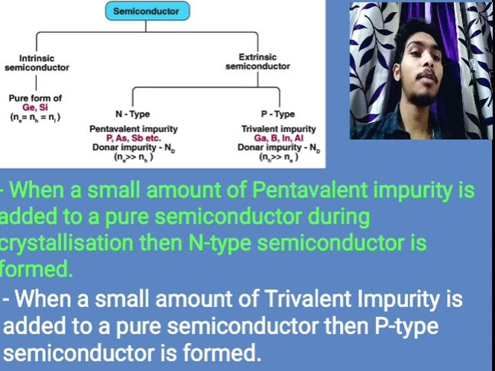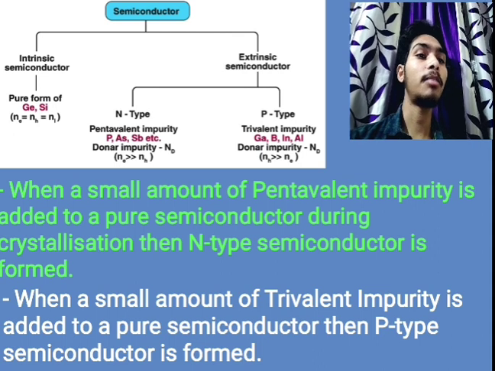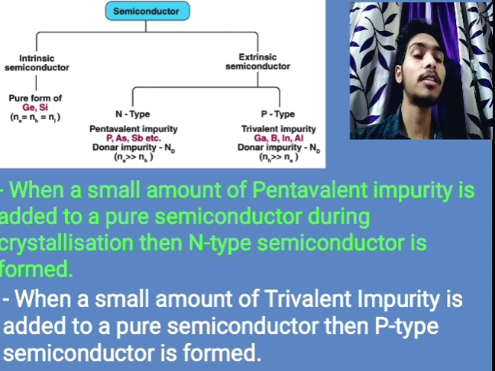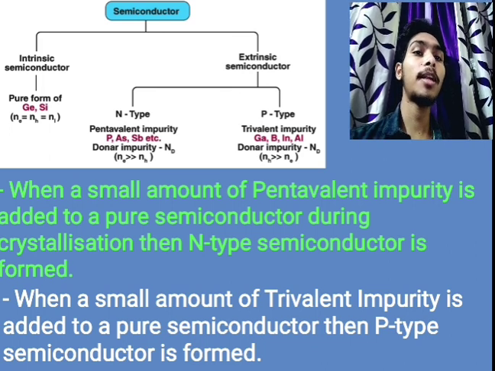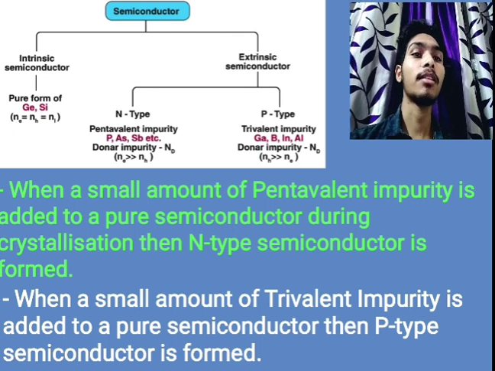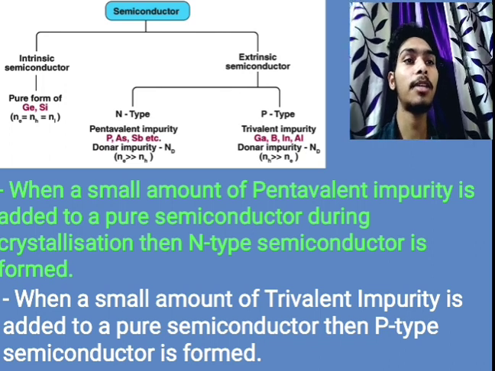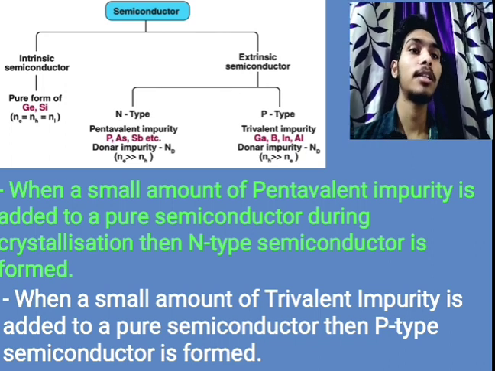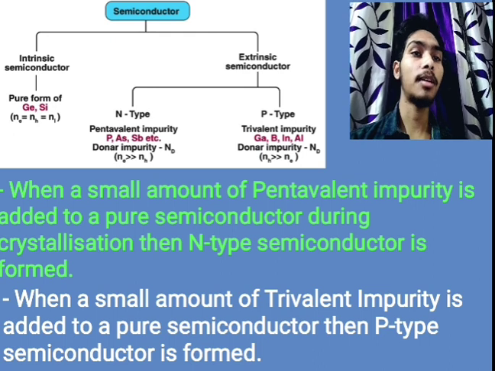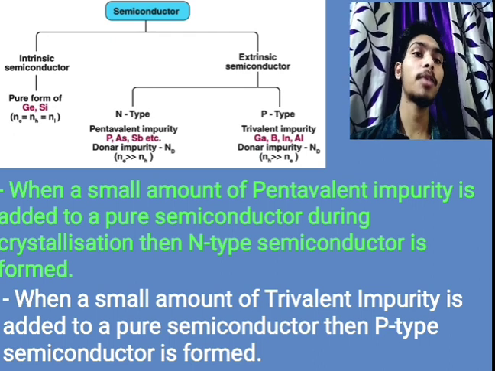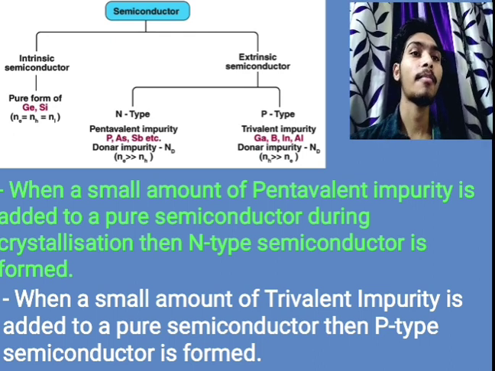Whereas when a small amount of trivalent impurity is added to a pure semiconductor, then a p type semiconductor is formed. Trivalent impurities can be boron, indium, aluminum, but we cannot add whatever we like, there are some conditions, and we will discuss these criteria. First write down all the definitions, then try to remember them, first understand and then remember.